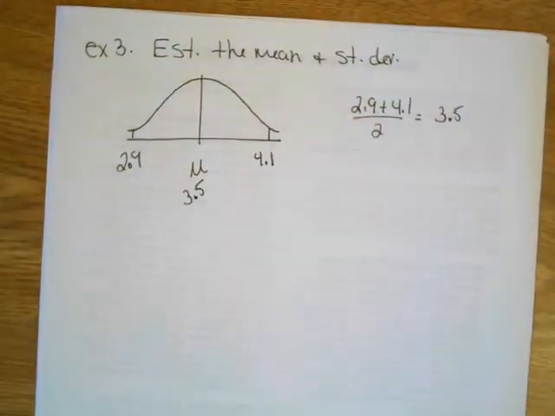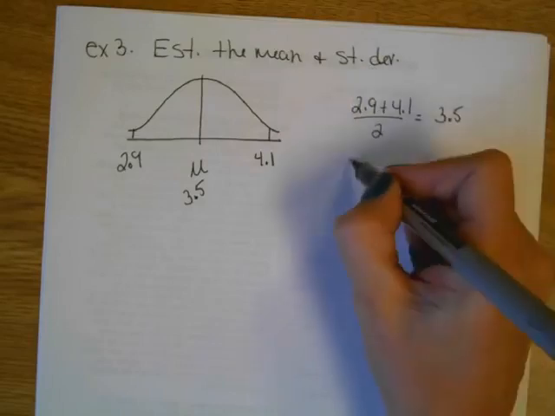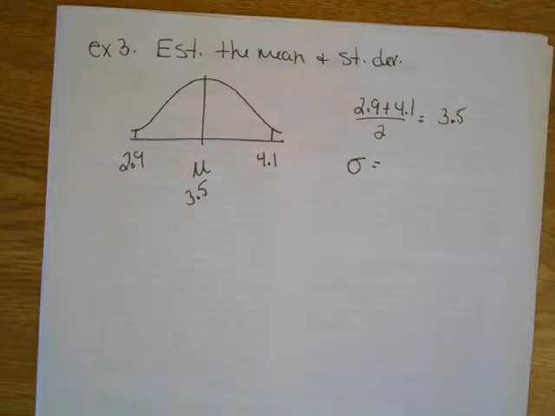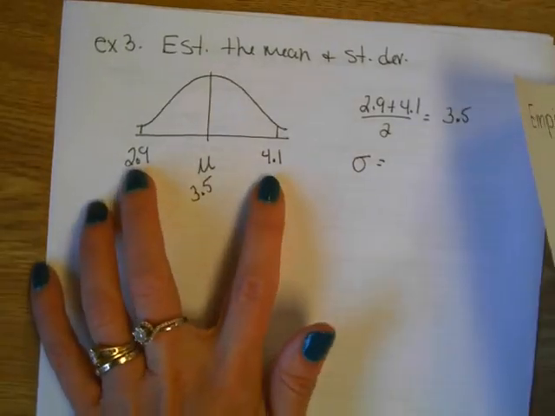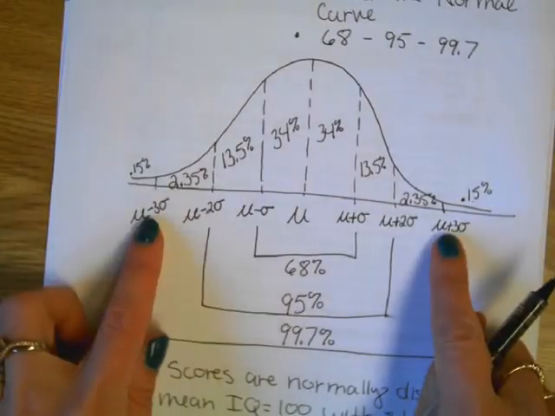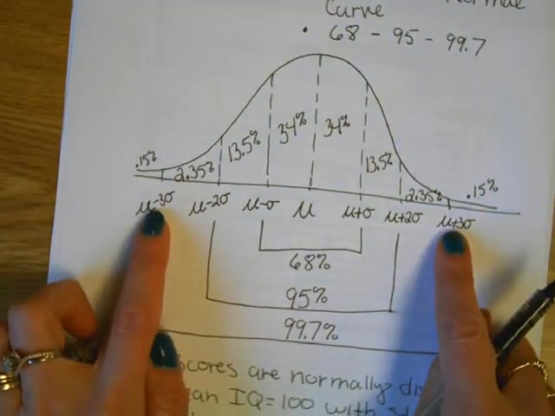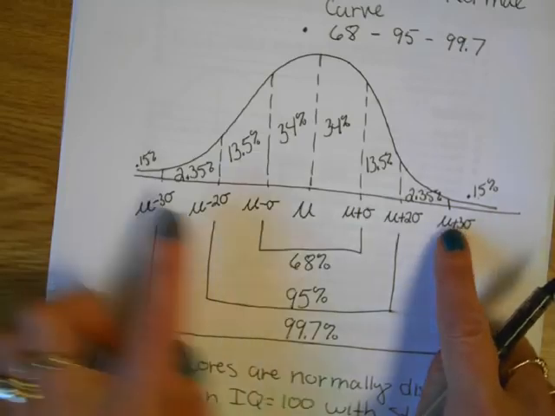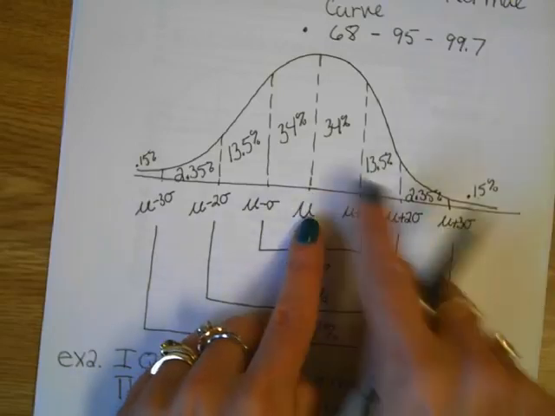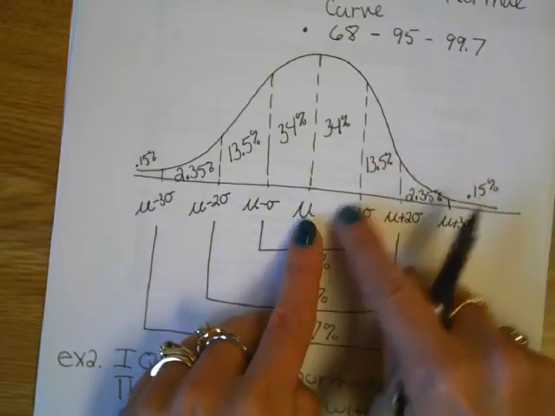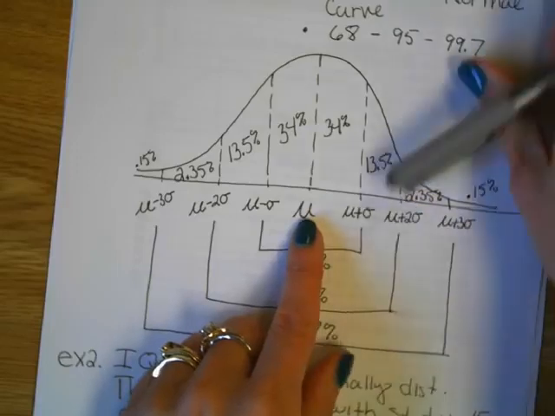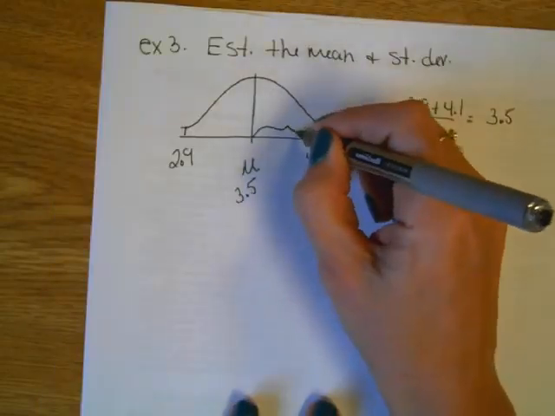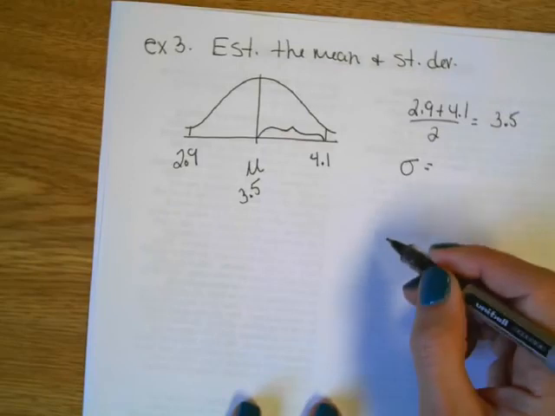So now to figure out the standard deviation, what we're going to have to do is assume that that 2.9 and that 4.1, those are my values that are 3 standard deviations away from the mean. That's the assumption we're going to have to make in order to do this. So what I can do is look at the mean to this farthest out value and divide that into 3 equal chunks, and then see what that standard deviation should be. Does that make sense?